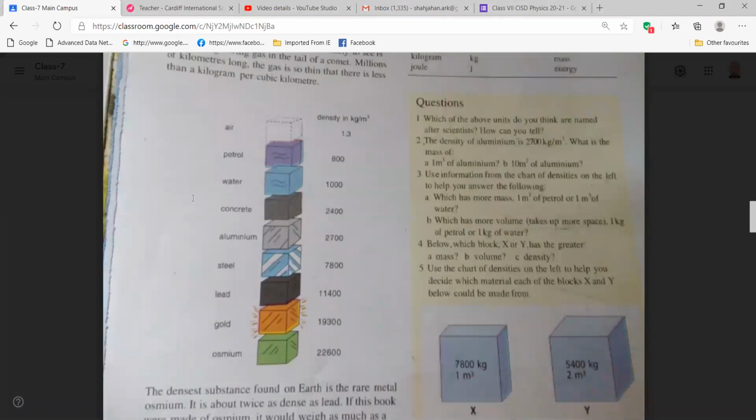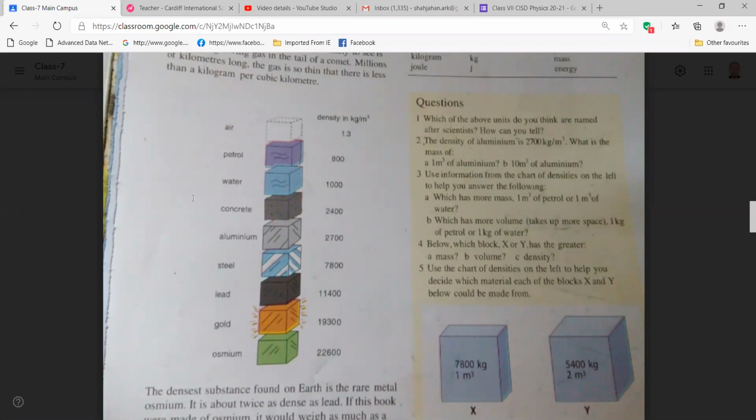Sir, 1 meter cube of water. Which one has more mass? How can you decide it? Sir, because petrol has 800 kilogram mass and the mass of water is 1,000 kilogram. So how did you get it? By calculating the mass equals density multiplied by volume.